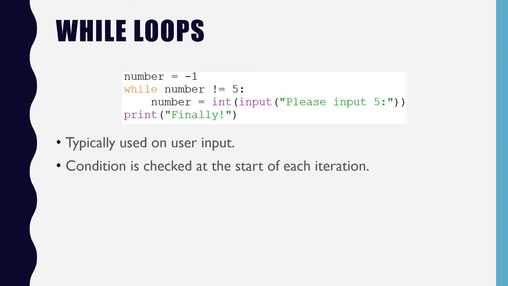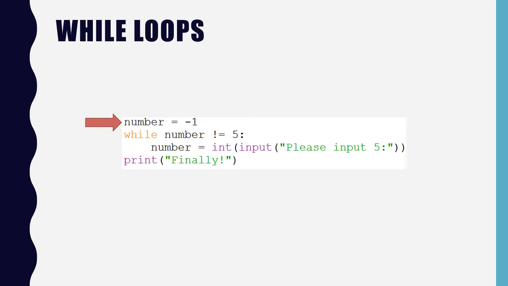In this example, we're making things really easy. We want them to enter the number 5. So while the number is not equal to 5, we're going to prompt them again to enter 5. We can look at this line by line. We start by setting number equal to -1. This is like an invalid value. It lets us know they haven't entered a number yet.